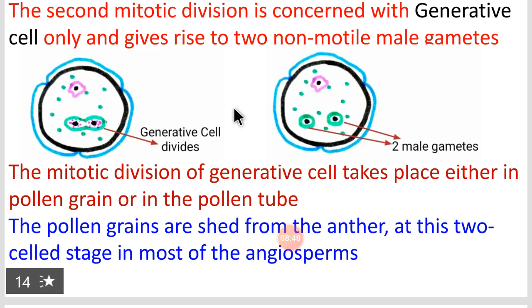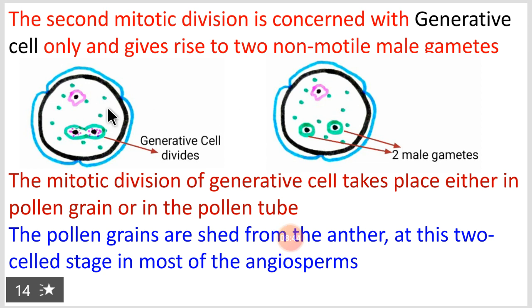So till now we have seen the vegetative cell and generative cell formation. During the second division, it is the generative cell that divides and converts into two male gametes, and the vegetative cell remains as it is.